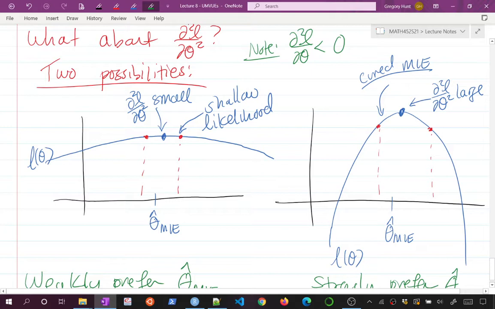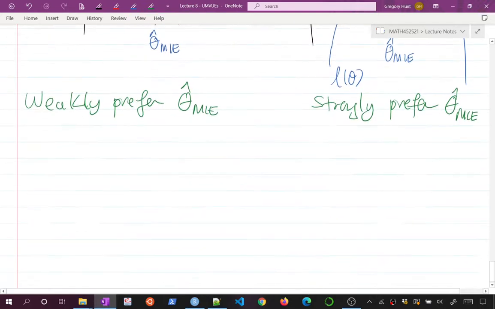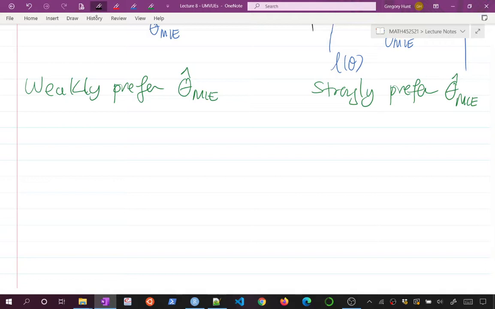In the weaker case, when the second derivative is small, we don't have a lot of information. Our data does not contain a lot of information about the value of θ, and we don't really care if we're slightly off one way or the other, because our second derivative is small, the information we have is small. And so we don't strongly prefer one over the other. Okay. So that's the deterministic case.